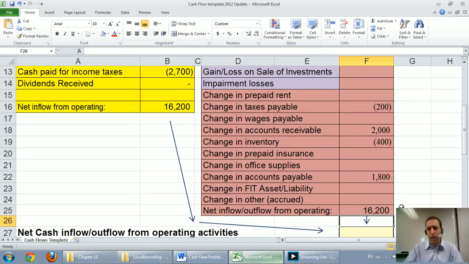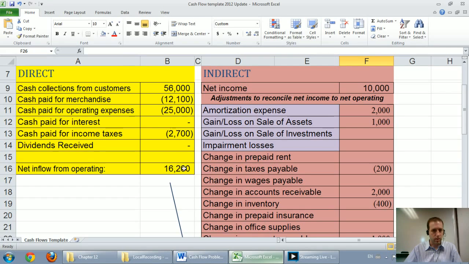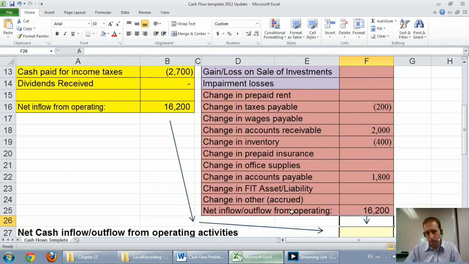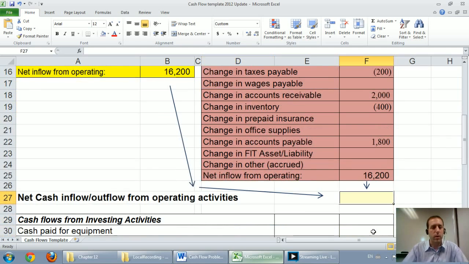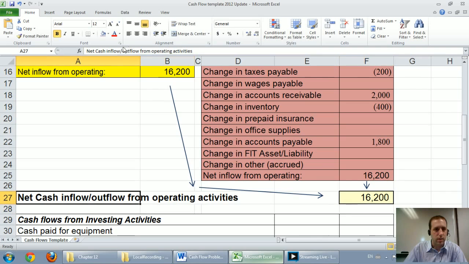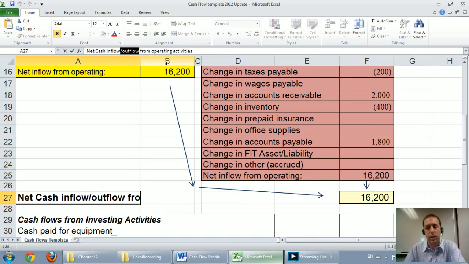And what we find, this is great news, is that we did the direct method on the left, 16,200 inflow. We did the indirect method on the right, and we got the same inflow. And that has to be the case. Now, it's a nice double check for us to do right now, but in reality, you're only going to do one way or the other. You'd never do both. You wouldn't care about having this little double check at the top, but it's nice to know that we got the same answer both ways. So our overall inflow here is 16,200, and this is an inflow from operating activities.